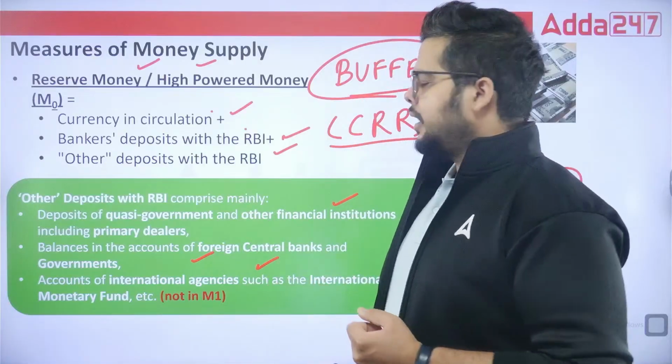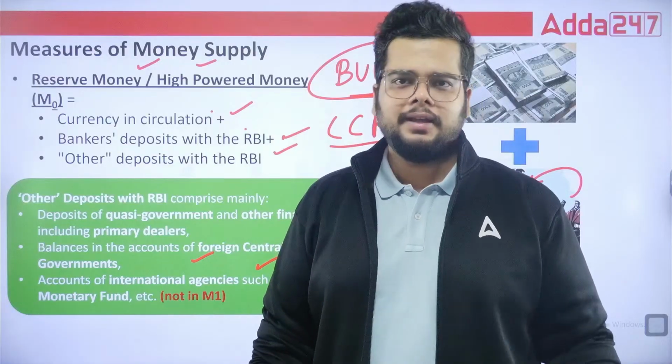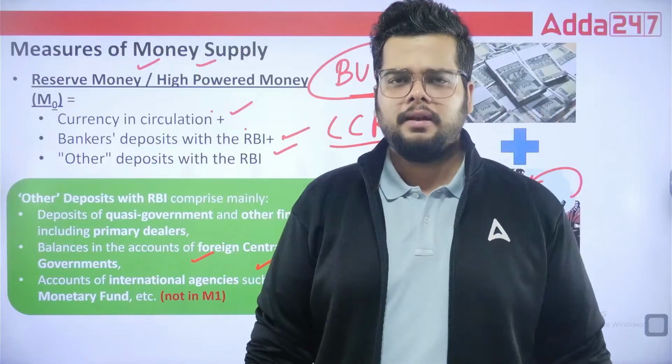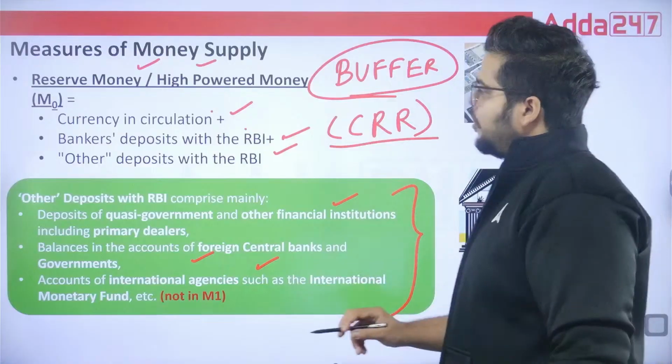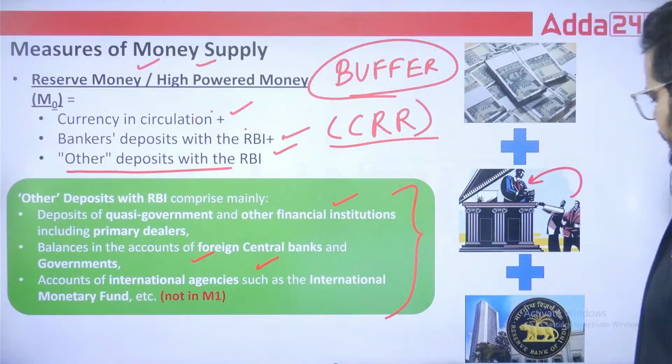Next, we have the accounts of international agencies which are providing funding to our country, be it the IMF or, for that matter, any other financial organization. So these three clubbed together form the third part, that is, other deposits with the RBI.